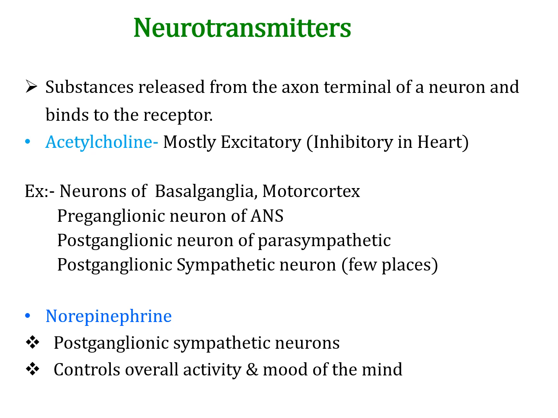Neurons of the basal ganglia, motor cortex, preganglionic neurons of the ANS, postganglionic neurons of the parasympathetic, and postganglionic fibers of sympathetic neurons all secrete acetylcholine. Norepinephrine is secreted by postganglionic sympathetic neurons, and it is also a neurotransmitter. Likewise, we have GABA, glycine, epinephrine and adrenaline. These are some of the neurotransmitters.